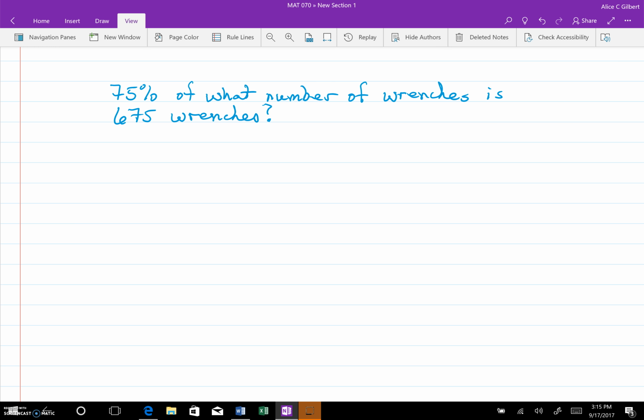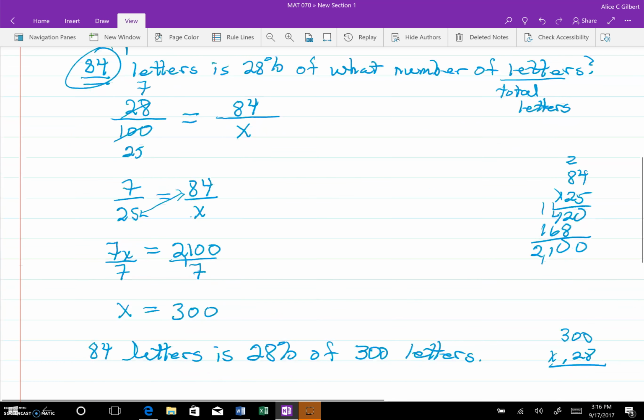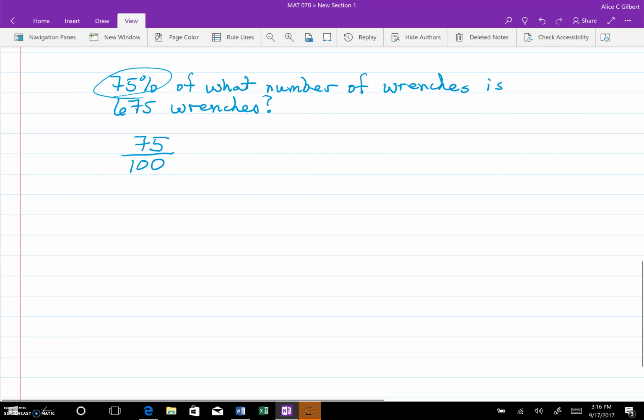75% of what number of wrenches is 675 wrenches? Well, first of all, percent, and this is my percent, over 100. Remember, once again, our equation is percent over 100 equals part over whole. Remember that. Say it over and over. Percent over 100 equals part over whole.